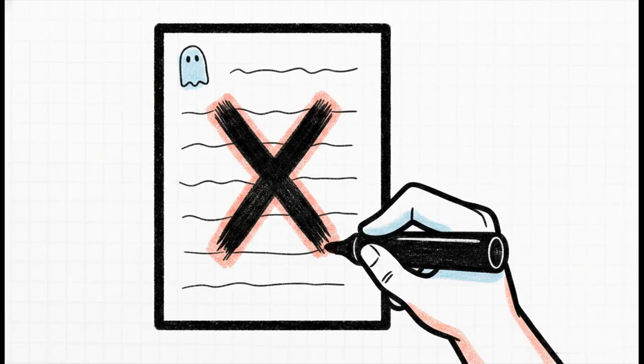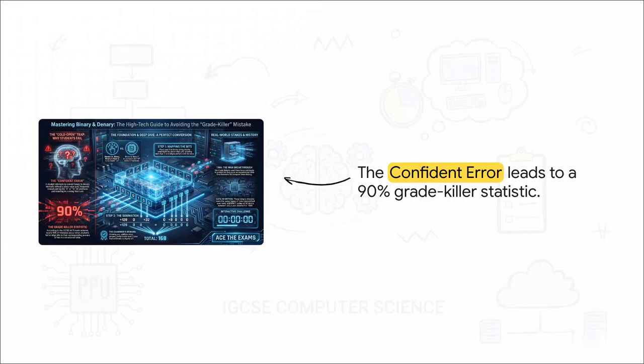I want to show you this mistake before you make it yourself. There is a staggering 90% error rate on what absolutely should be the easiest part of the whole exam, converting binary to denary. Students just confidently write down their final sum, totally unaware that a silent, tiny error just completely killed their grade. Okay, let's dive into this.